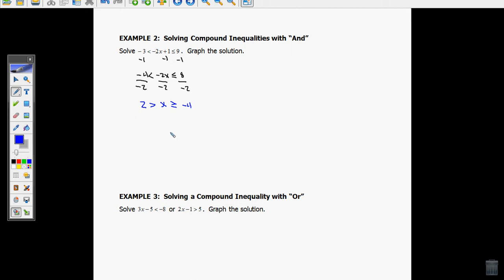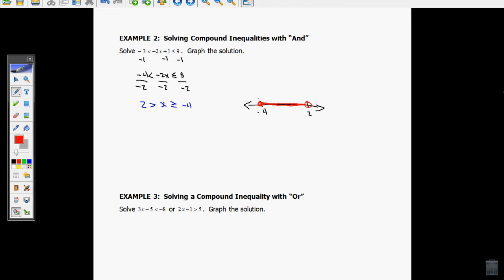Fantastic. I have got it down, and now all I need to do is graph it. I'm looking at x is less than 2, but it is also greater than or equal to negative 4. So I have negative 4 down here, I have 2 up here, and I know that my x is going to be less than 2, so open circle on 2, pointing that way. But it's also going to be greater than or equal to negative 4, so closed circle on negative 4 and pointing that way. It's an AND situation, so the overlap happens directly in between the two. That is what my solution looks like for this one.